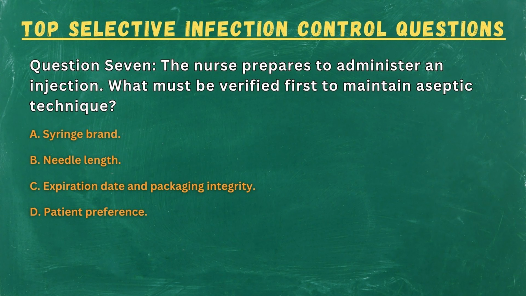Question 7. The nurse prepares to administer an injection. What must be verified first to maintain aseptic technique? A. Syringe brand. B. Needle length. C. Expiration date and packaging integrity. D. Patient preference. Answer: C. Expiration date and packaging integrity.